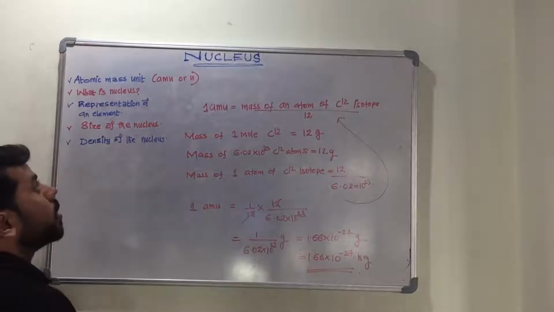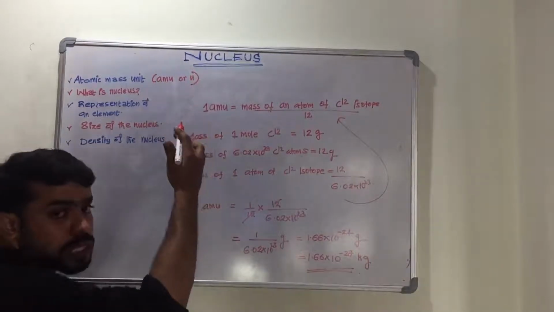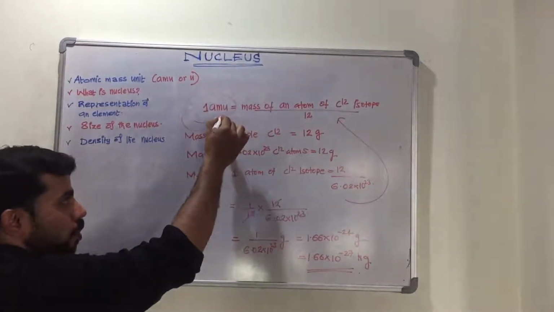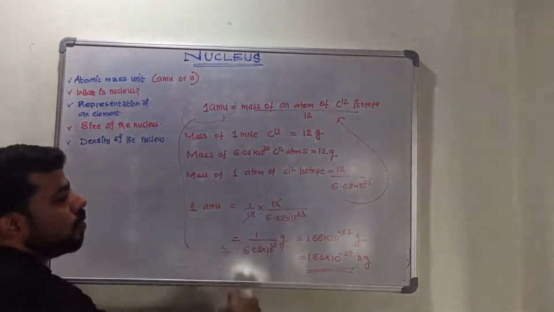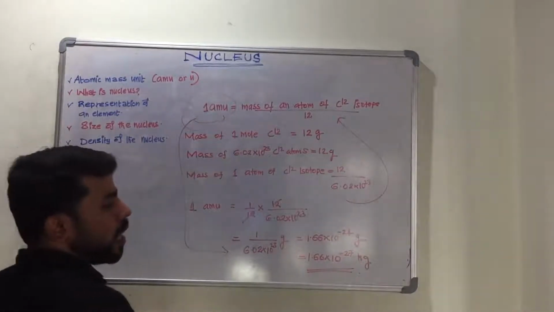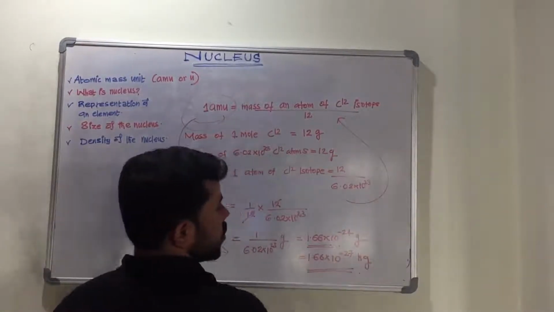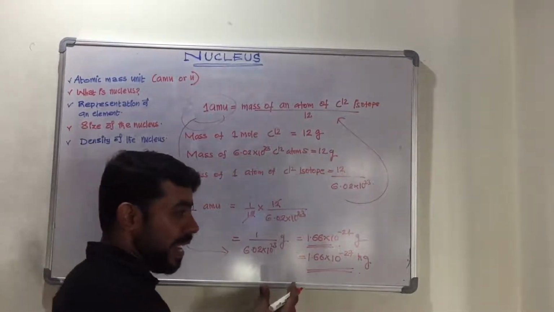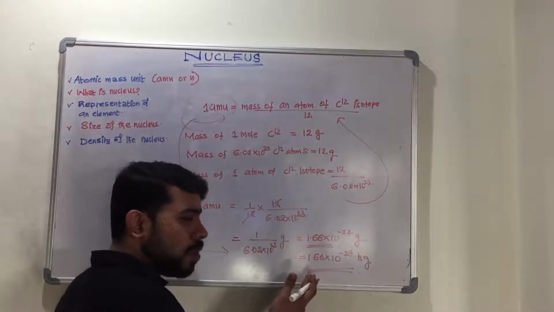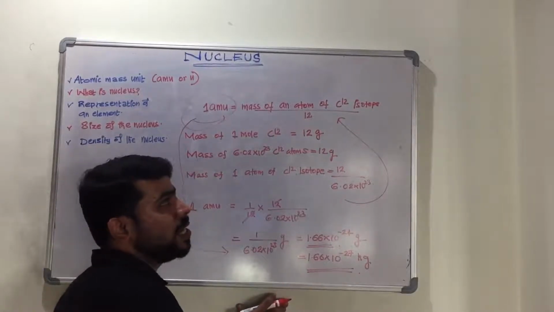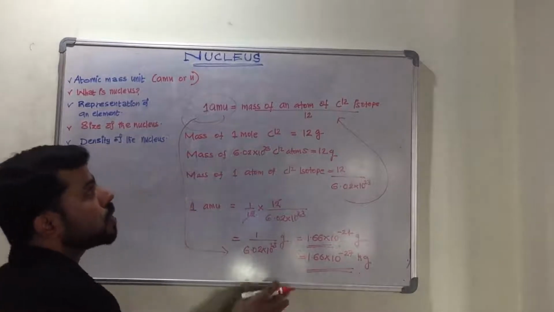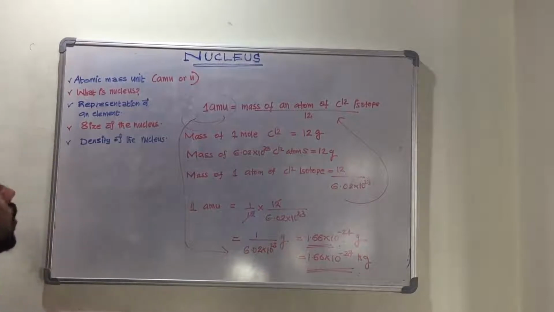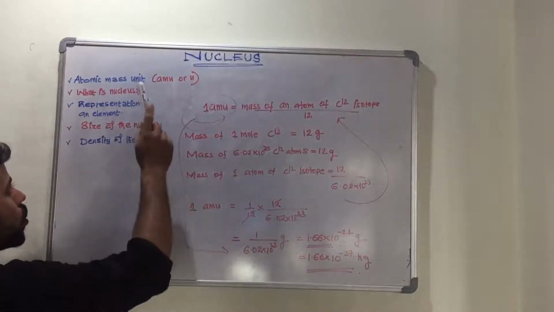So please remember that the mass of atoms, subatomic particles and nucleus are expressed in terms of AMU. If you convert this AMU into gram, it will be equal to 1.66 into 10 raised to minus 24 gram. So please note that dealing with this much small amount of mass is very difficult. So for simplicity, we use the AMU scale. And then we are going to see, what is nucleus?